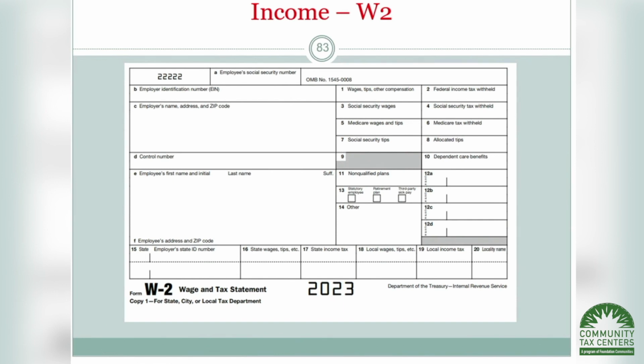So what is a W-2? This is what a W-2 looks like. A lot of organizations will submit a W-2 to us that they submit to the IRS, and then they're given one to report on their 1040. So this is what it looks like.